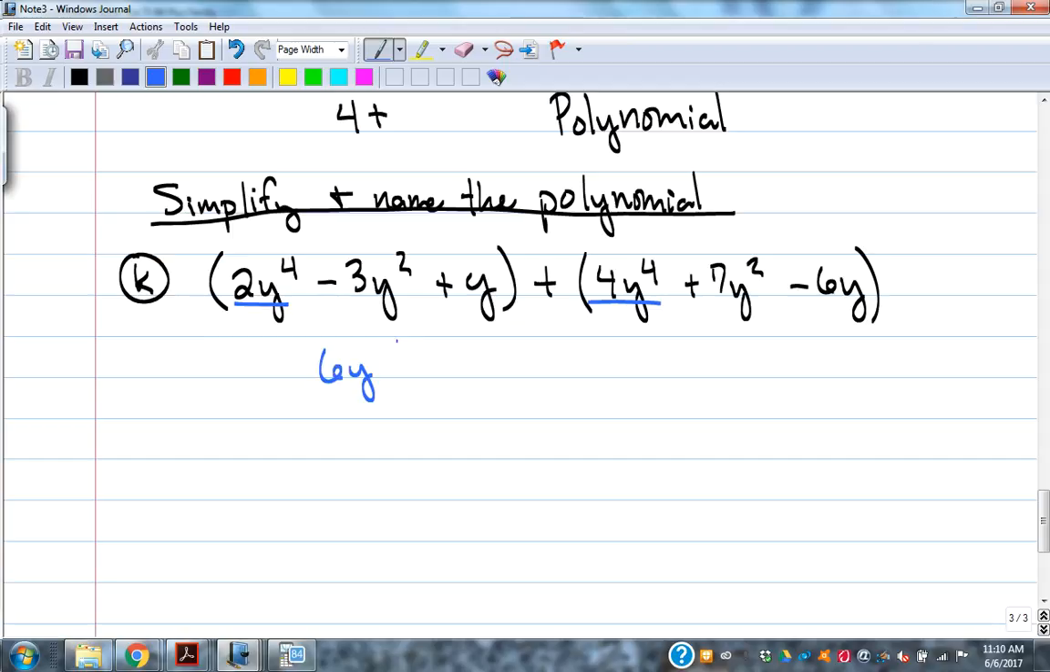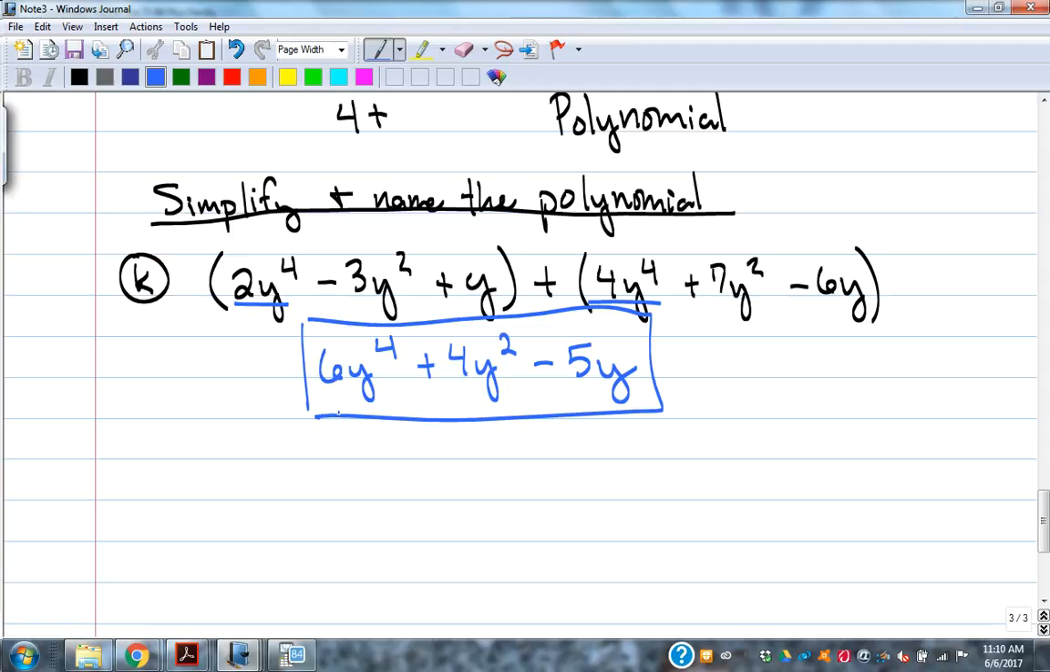Don't change the exponent because we're adding and subtracting, so we don't change the exponent. Just change the number in front. 6y to the 4th. And then we have a negative 3y squared and a positive 7y squared. That'll be positive 4y squared. The 7's bigger. And then we have 1y and a negative 6y. It'd be negative 5y. So we've simplified the polynomial.